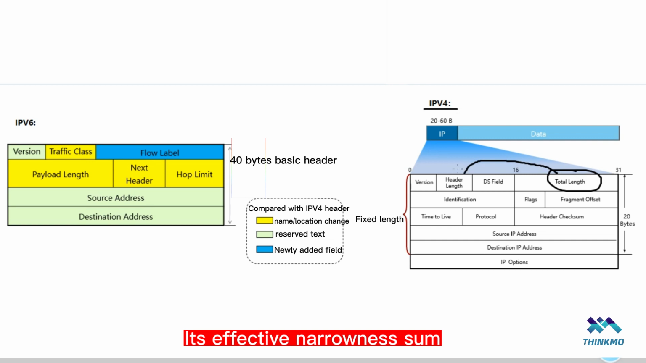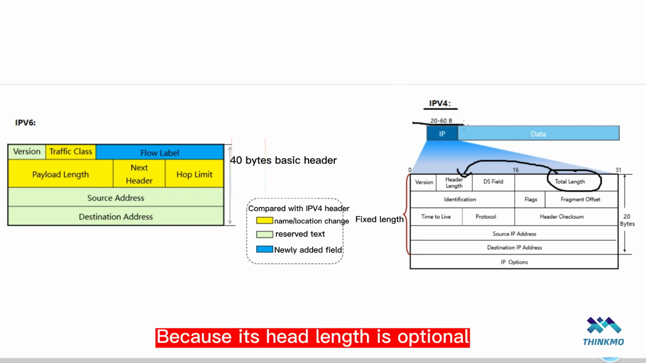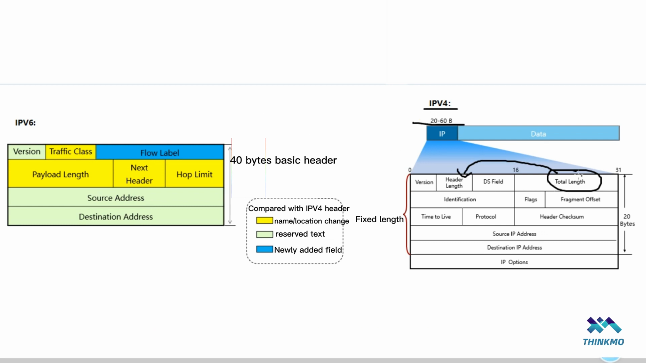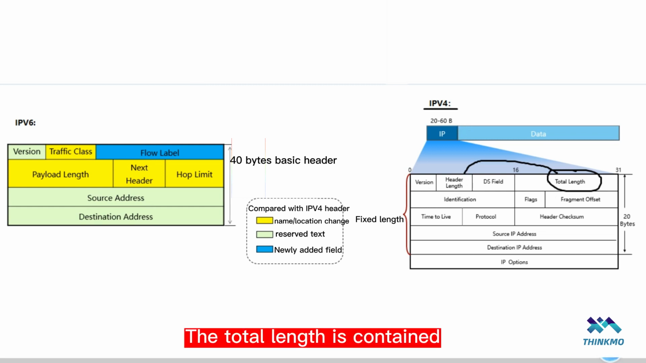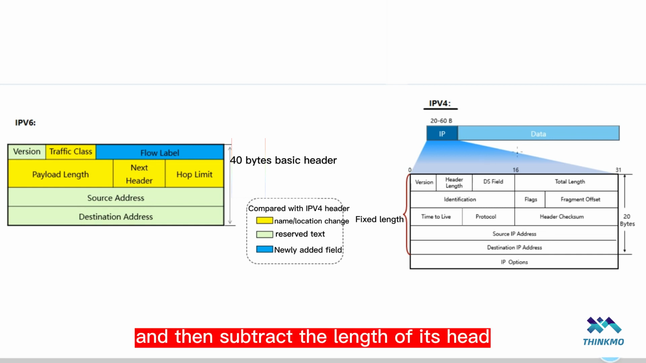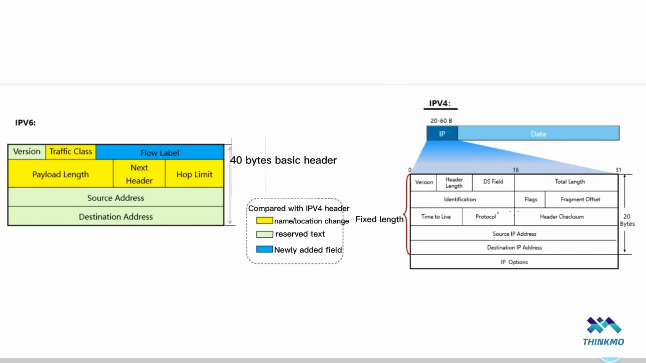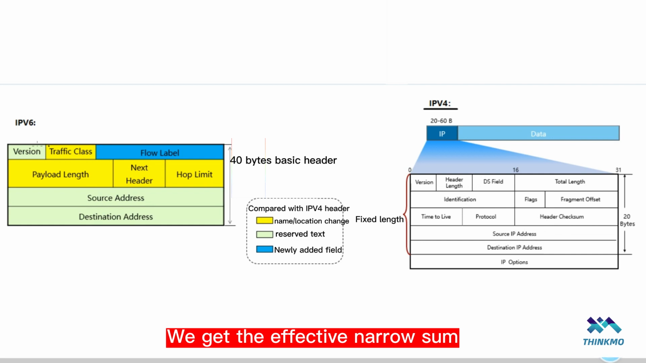Its effective payload length should equal the total length minus the length of its header, because its header length is optional, between 20 and 60. The total length is the size of the entire IP packet. Then subtract the length of its header, and we get the effective payload length.